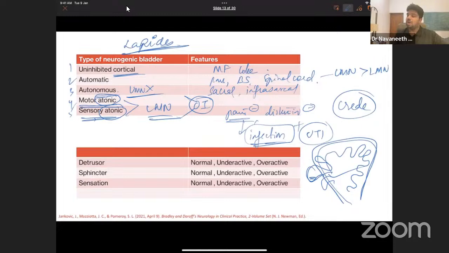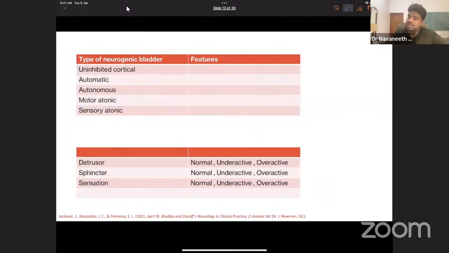Okay, so this is all about the 5 classes of Lapides. Lapides classification of neurogenic bladder. Now, this is the second classification. This is Lapides. The second classification is the International Continence Society.